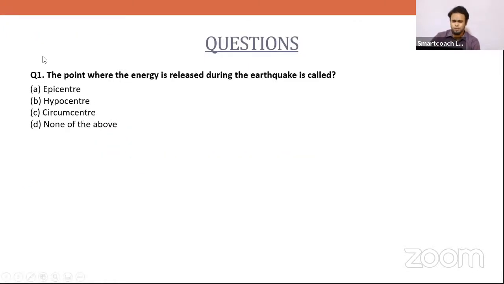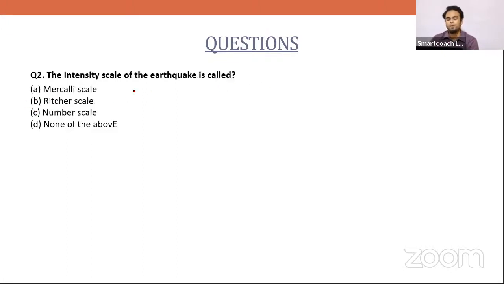All right. So let us deal with 2 questions before we conclude today's class. The point where the energy is released during the earthquake, what is it called? Of course, it is called the hypocenter, because another name for focus is hypocenter, right? Next, the intensity of the earthquake is measured by the Mercalli scale, the Richter scale, or none of the above. The answer is the Mercalli scale, because the Richter scale measures the magnitude of the earthquake, right?